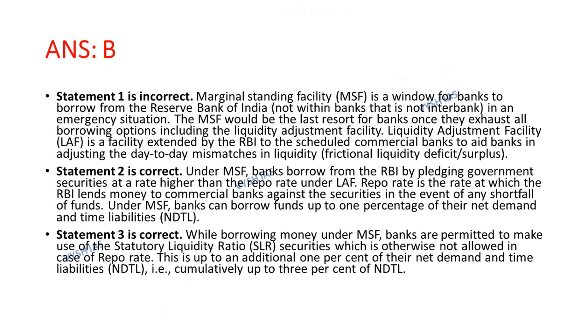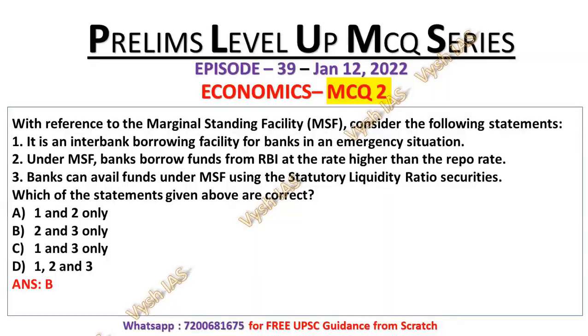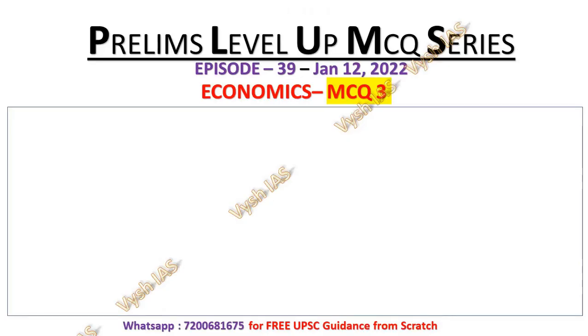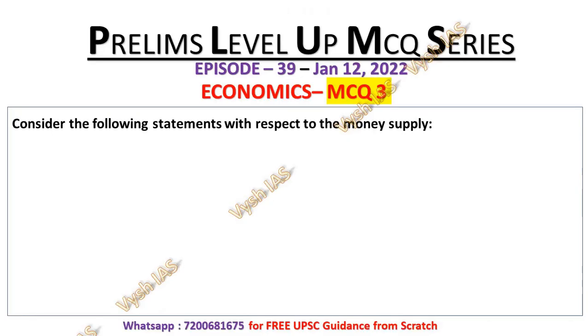Statement number 3 is also correct because while borrowing money under MSF, banks are permitted to make use of SLR securities, that is statutory liquidity ratio securities, which is otherwise not allowed in the case of repo rate. That's why statement number 3 is true, statement number 2 is also true, but statement number 1 is false. Now, move on to MCQ number 3.